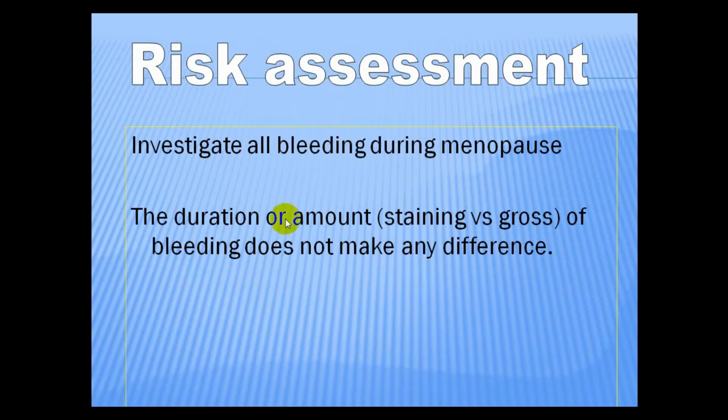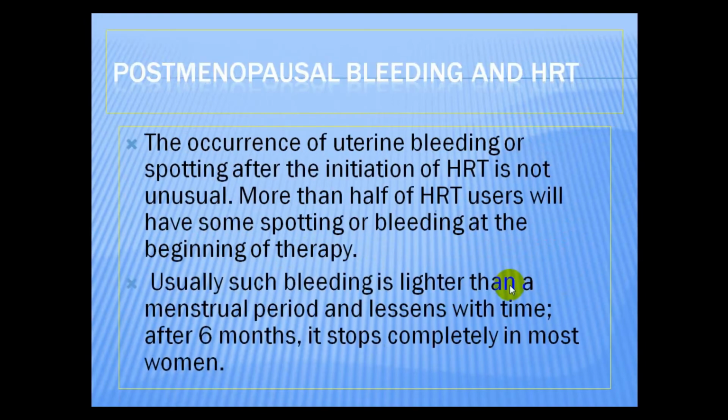Investigate all bleeding during menopause. The duration or amount, staining versus gross bleeding, does not make any difference. Postmenopausal bleeding and HRT, hormone replacement therapy: the occurrence of uterine bleeding or spotting after the initiation of HRT is not unusual. More than half of HRT users will have some spotting or bleeding at the beginning of therapy. Usually such bleeding is lighter than the menstrual period and lessens with time; after 6 months of HRT it stops completely in most women.